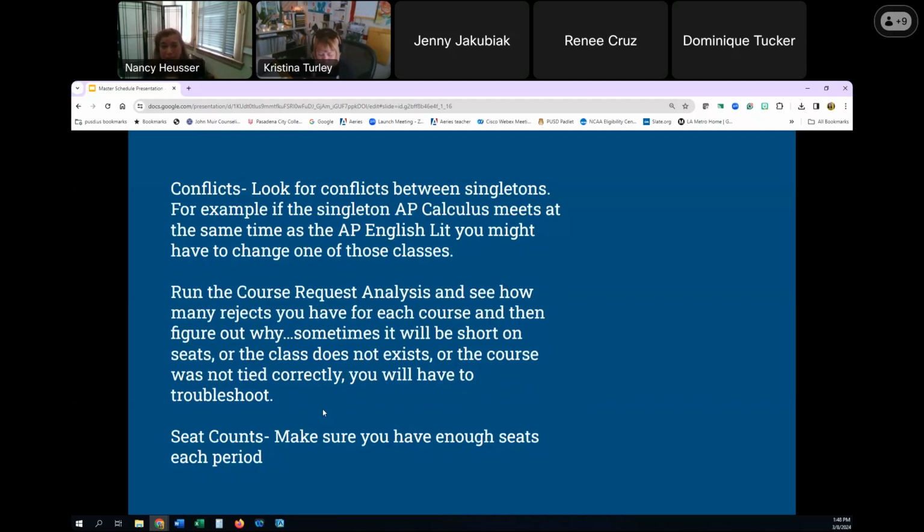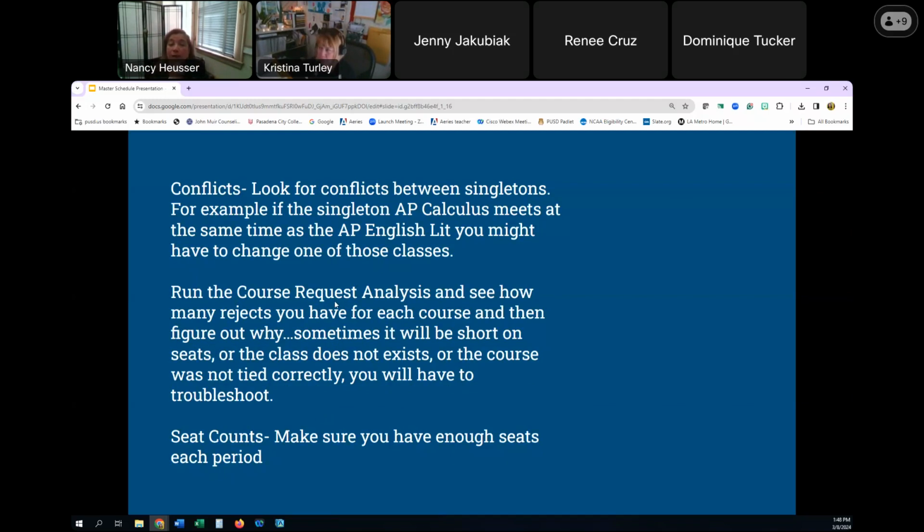Conflicts, again, like I was saying, just look for the conflicts between the singletons. Here we go, like the AP Calculus and the AP English. Most AP Calculus students are going to be your seniors. Your AP English Lit is mainly seniors. You don't want them the same period, all right? Just pick some other period.